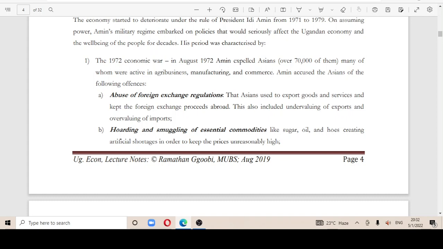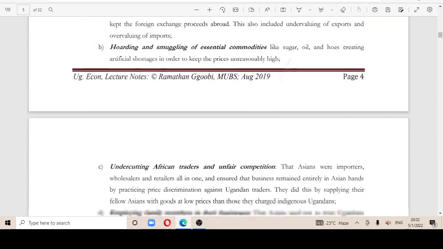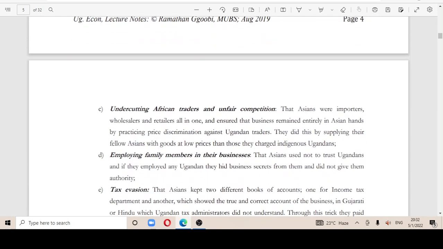He also says they did hogging and smuggling of essential commodities like sugar, oil, creating artificial shortages in order to keep the prices unreasonably high. Then we are having undercutting African traders and unfair competition.